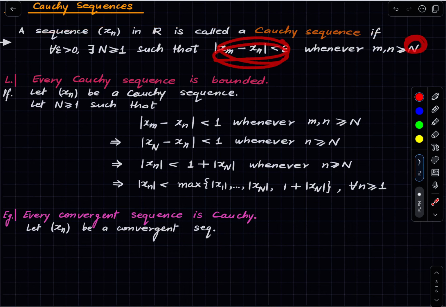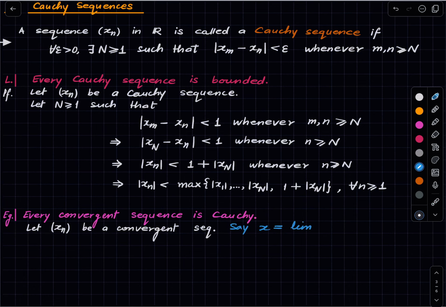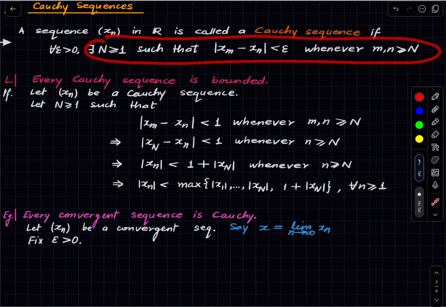Ultimately, they are close to each other. So that's a very informal reasoning. Let's write down a formal proof. So say x is the limit of this sequence. All right. So then by definition of convergence, fix some epsilon greater than 0. And once we have done that, we just need to show this part. To establish that the sequence is Cauchy, we need to establish that much.